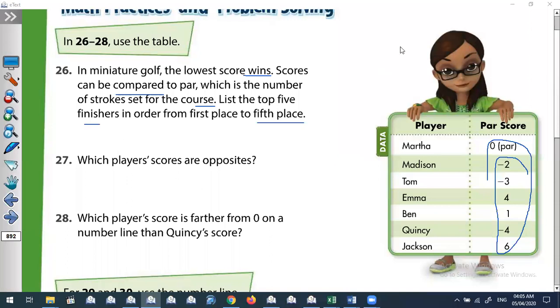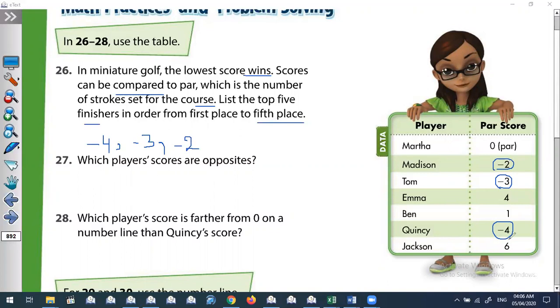So we need to order them from smallest to greatest, from the least to greatest. The least should be the negative. We have negative, another negative, and another negative. Negative 4, negative 3, negative 2, which is the smallest? Yes, the smallest one is negative 4. After negative 4, we have negative 3. After negative 3, we have negative 2.